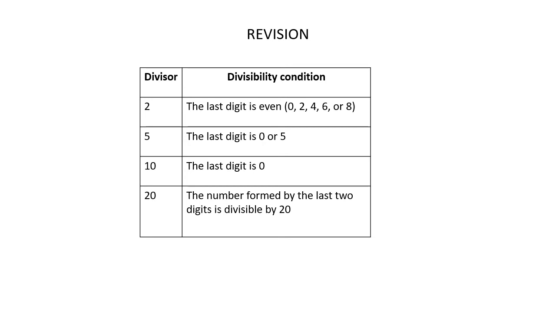If the last digit of a given number is even, that is 0, 2, 4, 6 or 8, then the number is divisible by 2. If the last digit is 0 or 5, then the given number is divisible by 5. If the last digit is 0, then the given number is divisible by 10. If the number formed by the last two digits of the given number is divisible by 20, then the given number is divisible by 20.